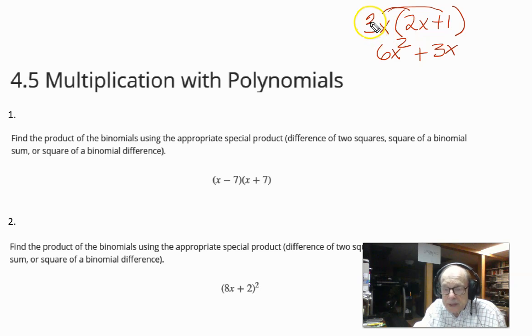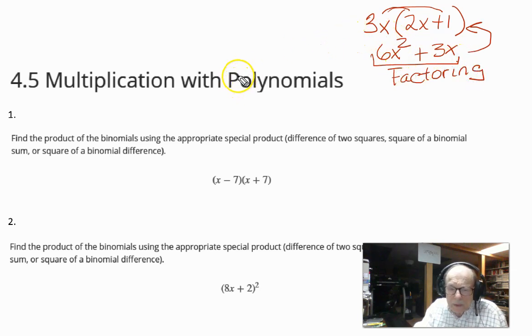Now, this is the distribution principle that we're following. What would we call it if we went from this back to that, where we take out a common factor of 3x? Well, we'd call this second part factoring. And in this section, we're multiplying, and then later in chapter 5, we'll be factoring.